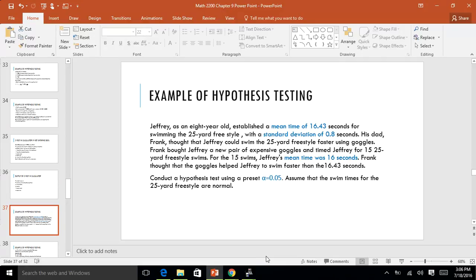Jeffrey, as an 8-year-old, established a mean time of 16.43 seconds for swimming the 20-yard freestyle, with a standard deviation of 0.8 seconds. His dad, Frank, thought Jeffrey could swim faster using goggles. Frank bought Jeffrey a new pair of expensive goggles and timed Jeffrey for 25 freestyle swims. For the 15 swims, Jeffrey's mean time was 16 seconds. Frank thought that the goggles helped Jeffrey to swim faster than the 16.43 seconds. Conduct a hypothesis test with the level of significance at 0.05. Assume that the swim times for the 25-yard freestyle are normal.